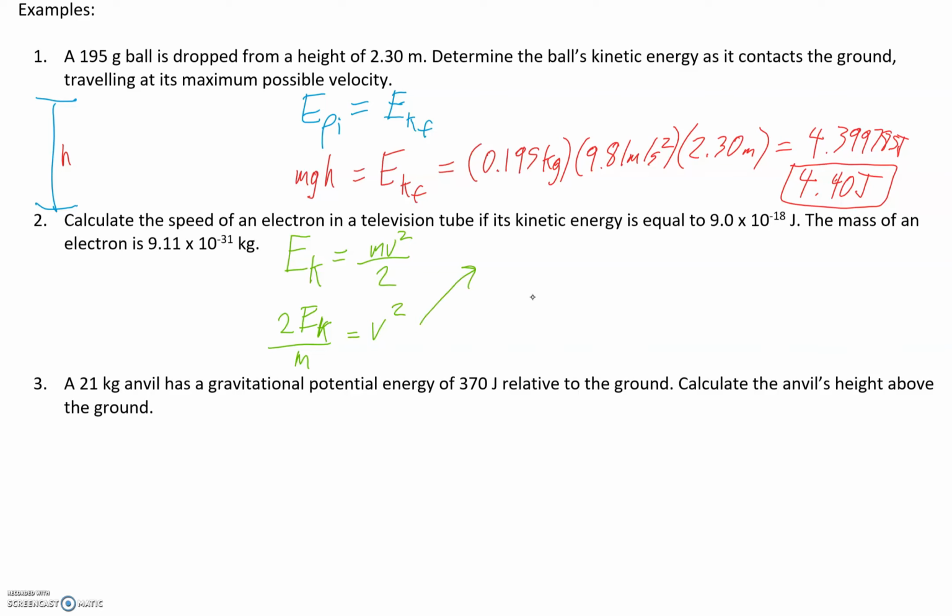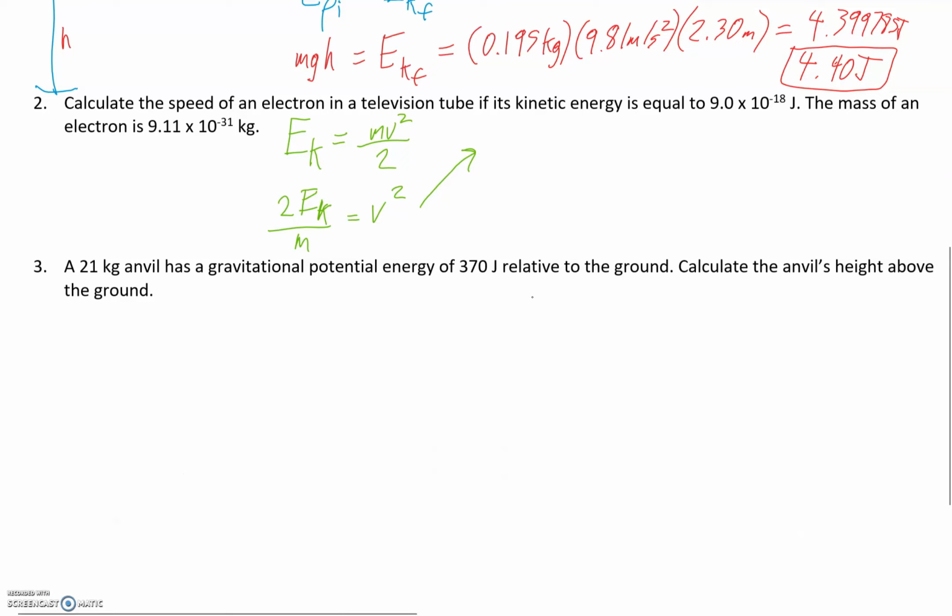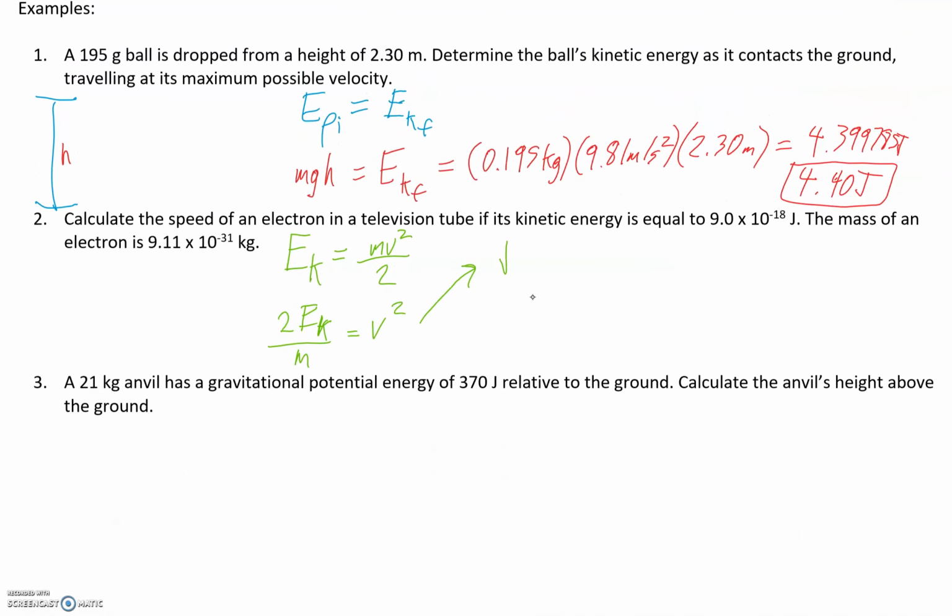That's not quite done yet. We just divided by m and multiplied by 2. Now we have to square root both sides. So the square root of 2 EK over m equals velocity. Let's try that out for ourselves. 2 times the kinetic energy, so 9.0 times 10 to the negative 18 joules, over 9.11 times 10 to the negative 31 kilograms.